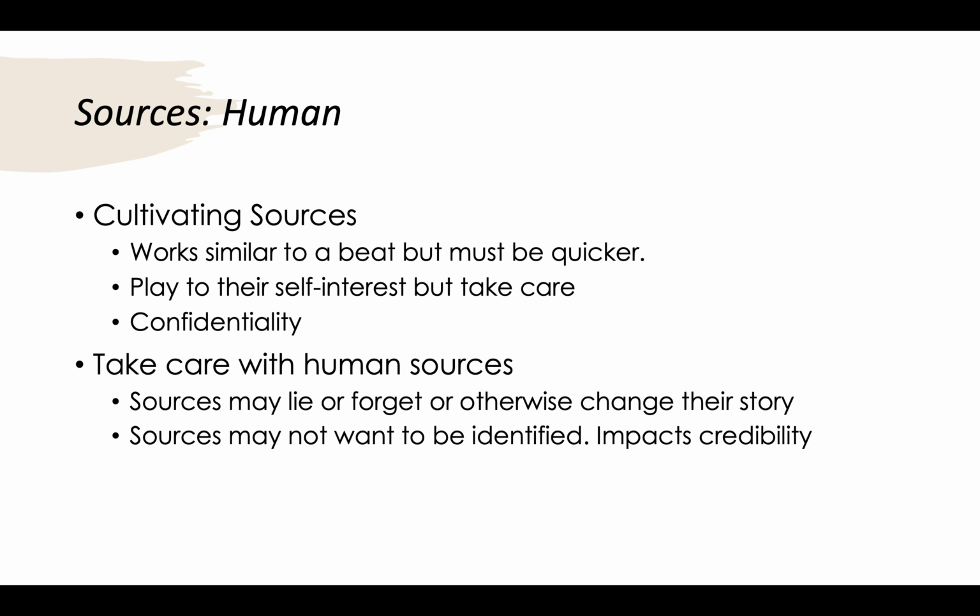Even if they're a source that's friendly to the person you're investigating, they're going to lie to cover their friend. They might forget. They might tell you one thing one day and something else another day because they've forgotten. They could change their story for both good and bad reasons. And also remember that if someone doesn't want to be identified, they don't want to go on the record, that impacts the credibility of the story that you're writing.